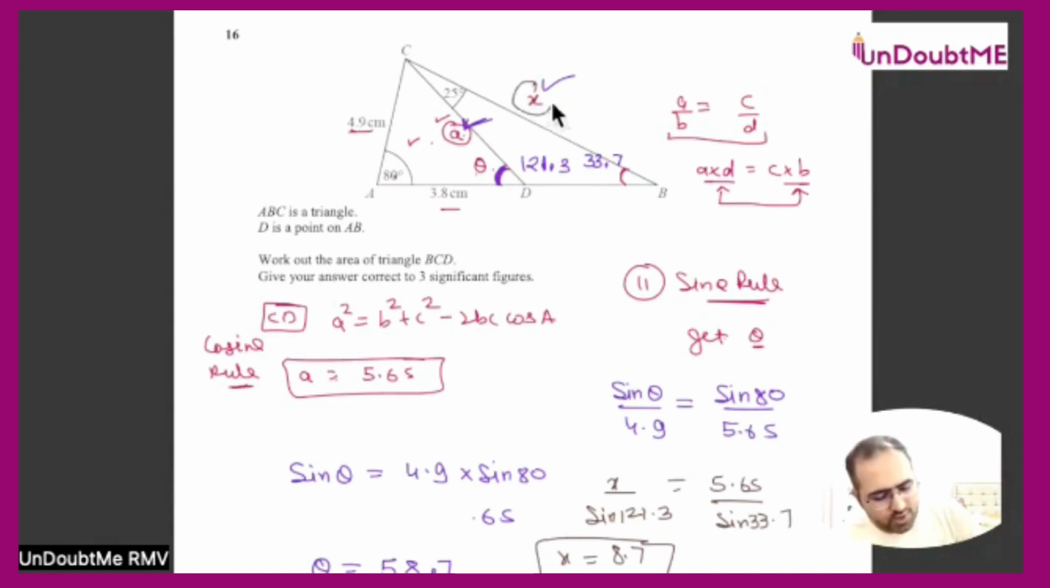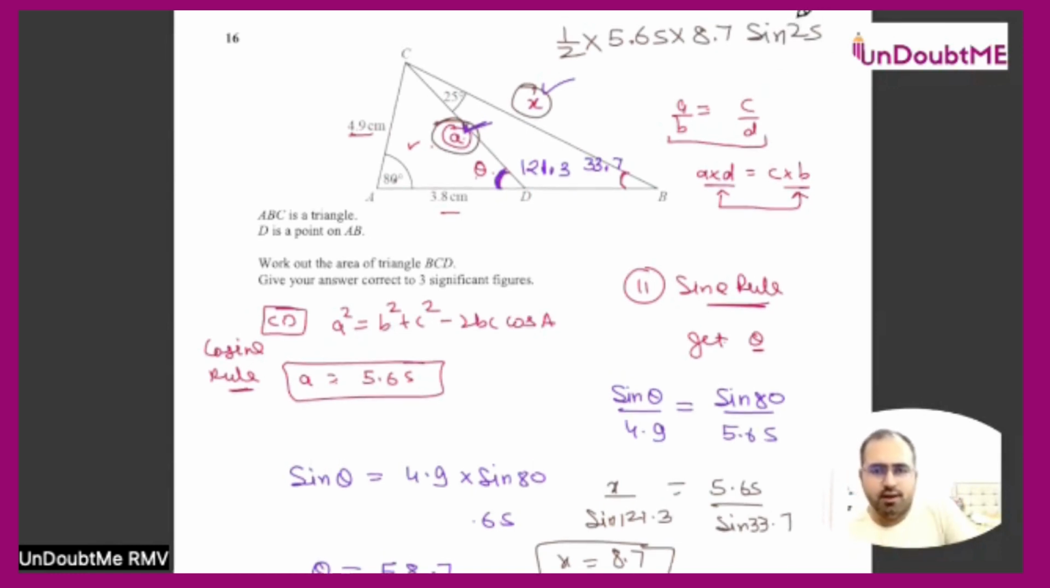As I got the x value, I have the A value, so I can use the area of the triangle. It will be half, A value is 5.65, x value is 8.7, and then sine of the angle between them, 25. You can solve it and get the answer. That is the final step. So this is how you have to learn to divide the whole question into parts, and then possibly it should be okay. Answer is then 0.38.